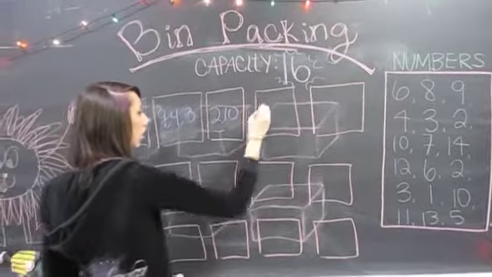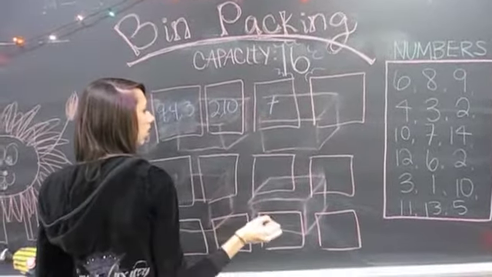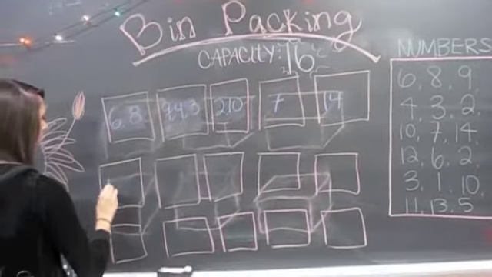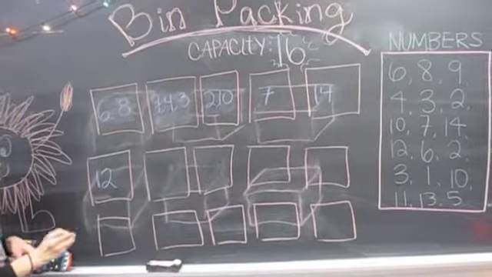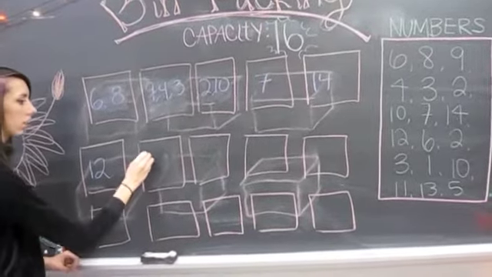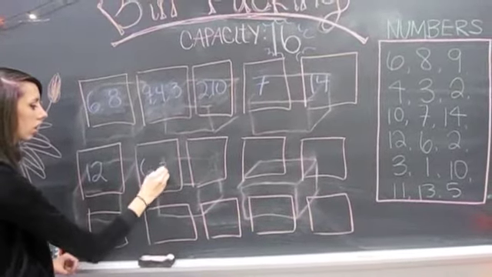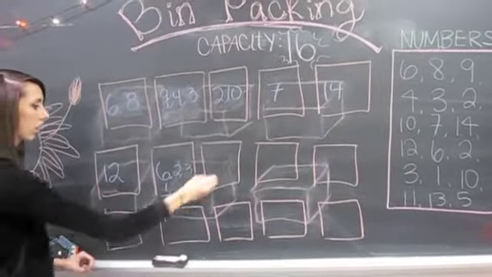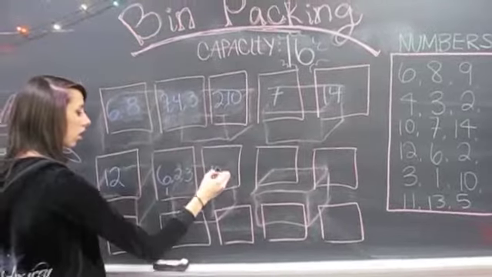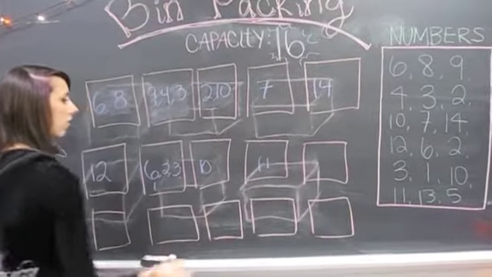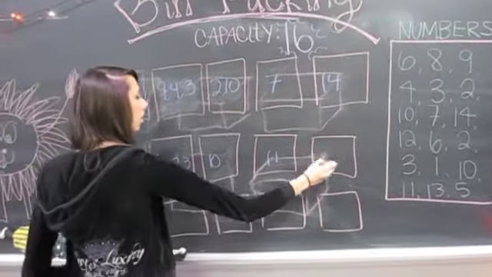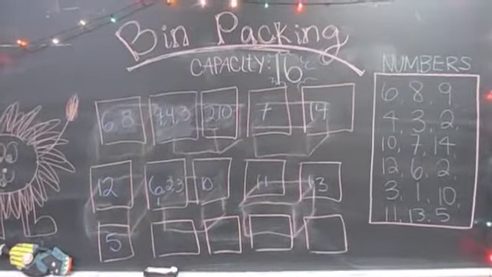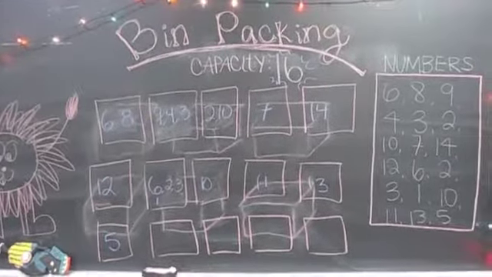The next one will be 7. Next one will be 14. Next one will be 12. Next one will be 6, 2, 3, and 1. Next one should be 10. Next one is 11. Then 13. And then the last one is 5. The minimum number of bins is 11.